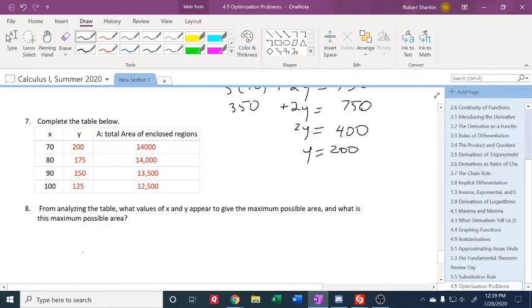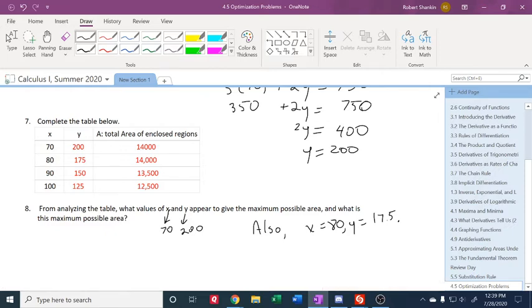All right, so you're going to give me 2 answers for this, and that looks very reasonable from looking at the table. So the x is 70 and the y is 200, and then also x 80, y 175. That seems very reasonable. If you had to give just one answer though, I would say maybe it would be the first one, the 70 and the 200, but that's just a guess.